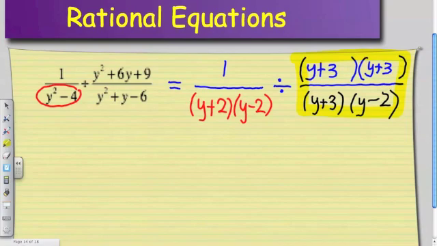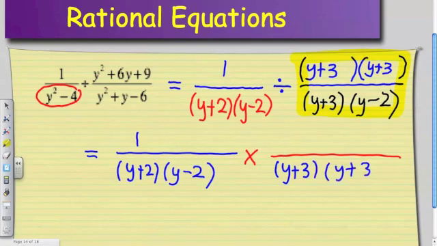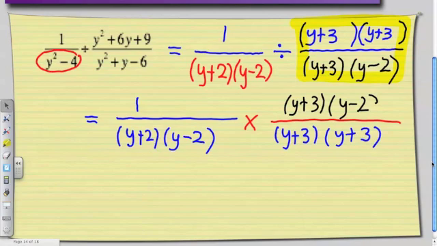So I'm going to rewrite this question as 1 over y plus 2, y minus 2, multiplied by, and I have to flip. So my old numerator becomes my new denominator, and my old denominator becomes my new numerator. Okay, before I start canceling things out, what do I have to state?